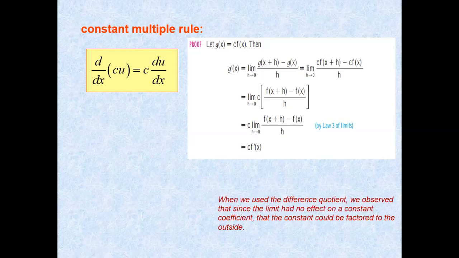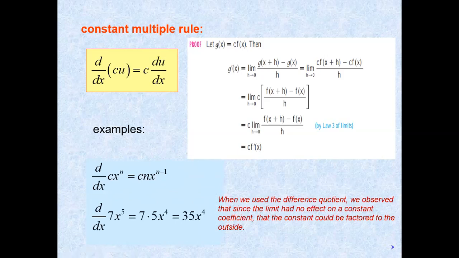So when we use the difference quotient, we observed that since the limit had no effect on a constant coefficient, a constant could be factored to the outside. For example, d/dx of a constant multiplied by x to the power n equals c, the constant, times n x to the power n minus 1, by the power rule.